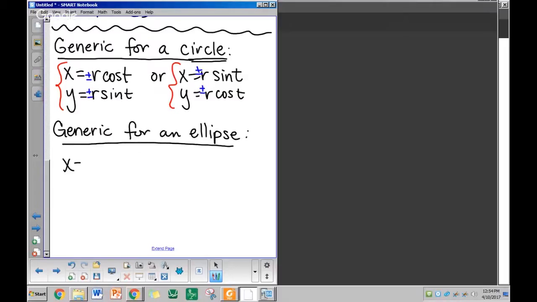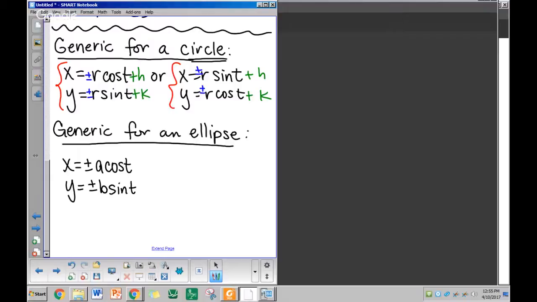We would say x equals plus or minus a cosine theta. Y equals plus or minus b sine theta. Or sine t, I'm sorry, sine t. Now both of these are centered at 0, aren't they? So how would I get them not centered at 0? Let me do that. You go plus h plus k, and that would be centered at h, k.